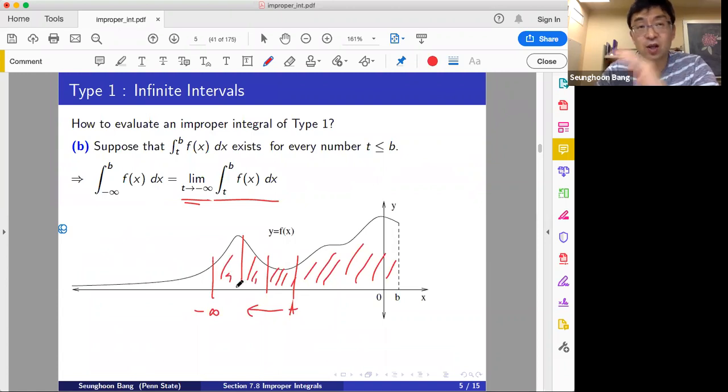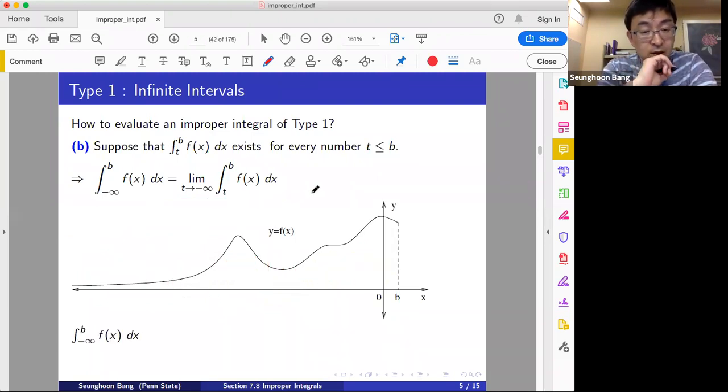What does it mean? It is exactly the area under the curve from negative infinity to b. Similarly, the improper integral from negative infinity to b of f of x dx is convergent.